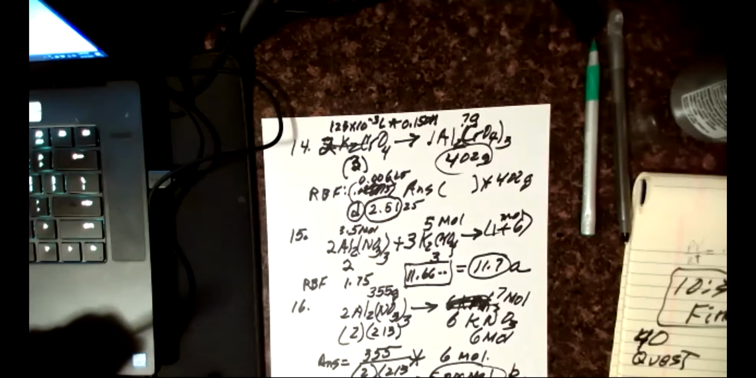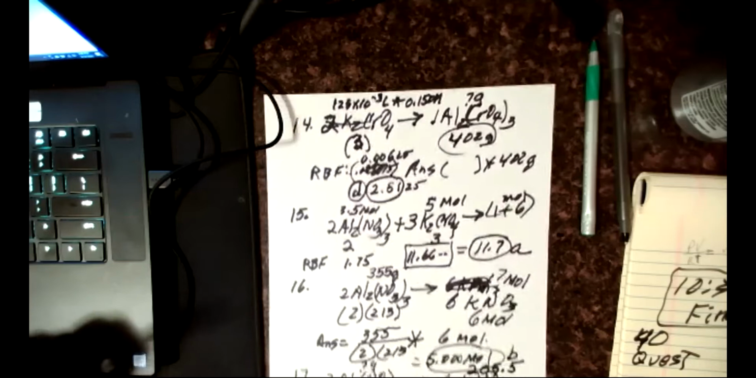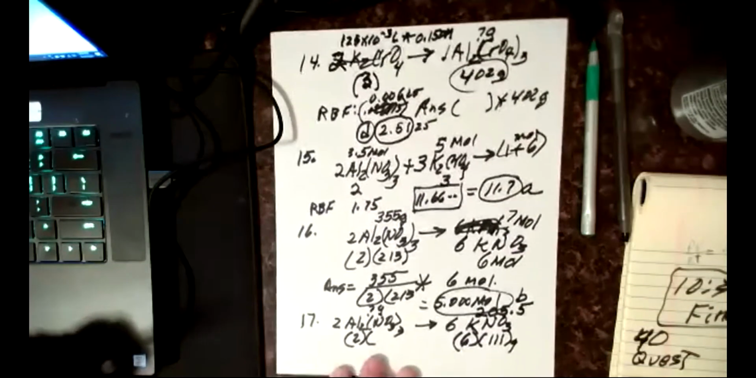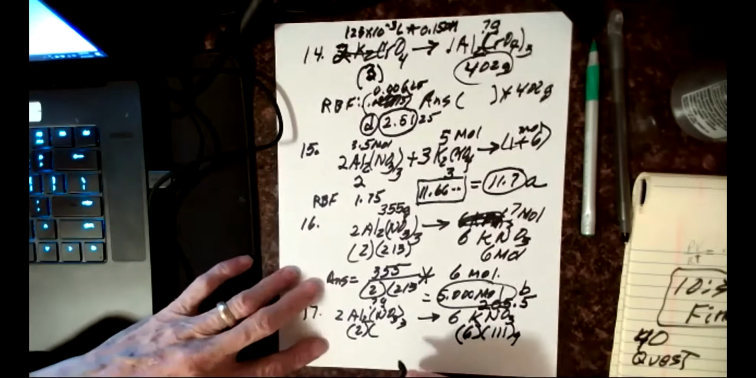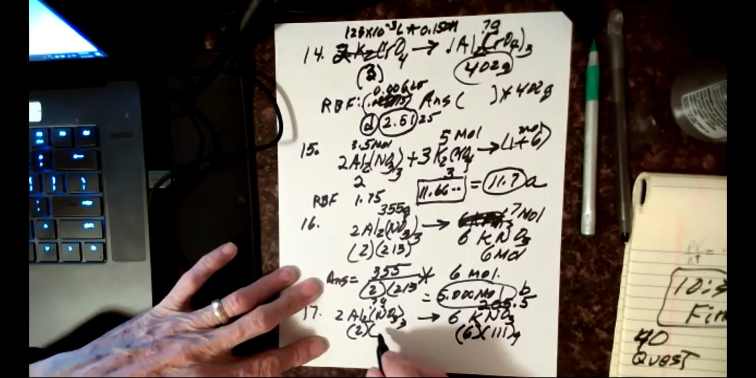Dr. Pearson, can you move your paper down a little bit? Yes. Yeah. There you go. And the molar mass of the aluminum nitrate is 213.